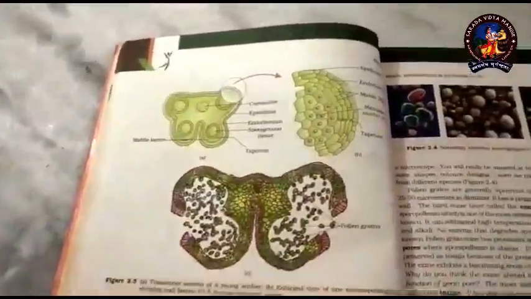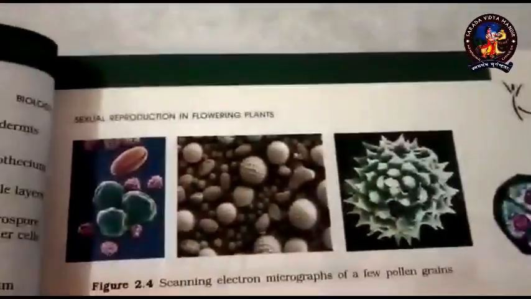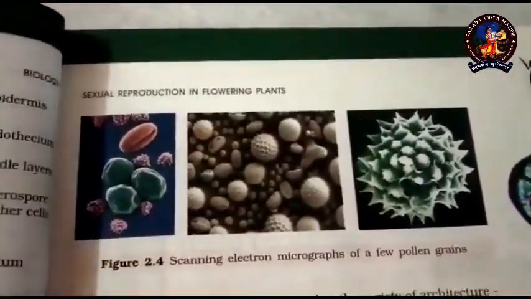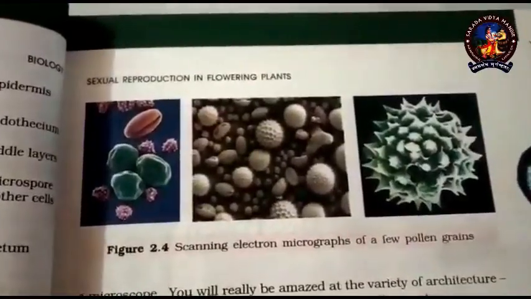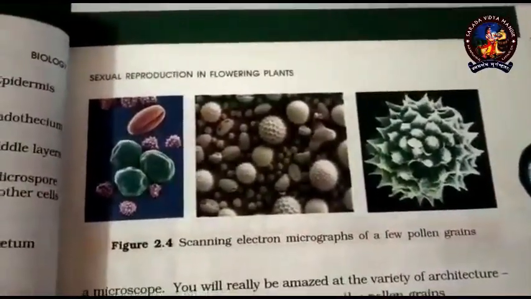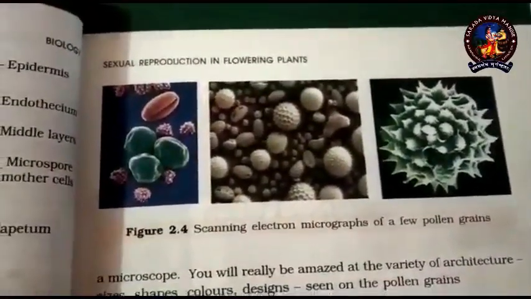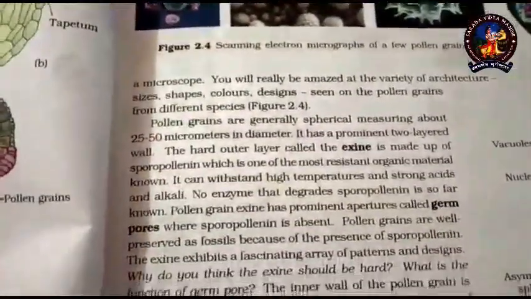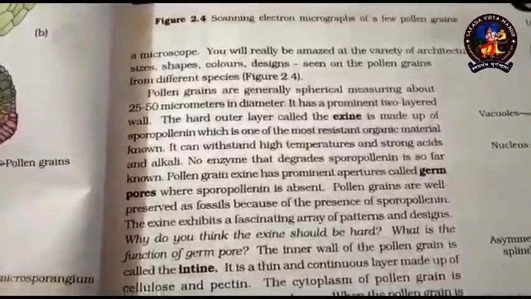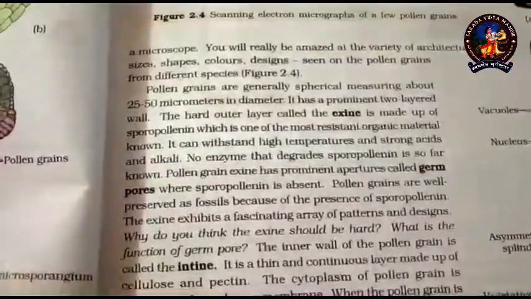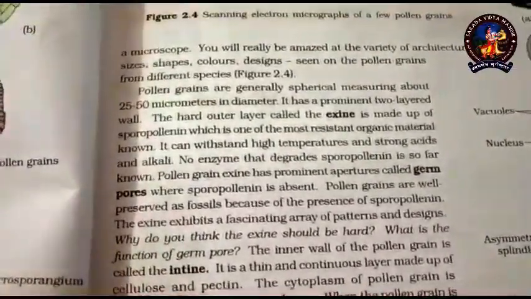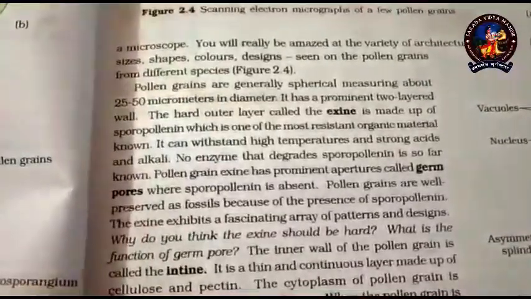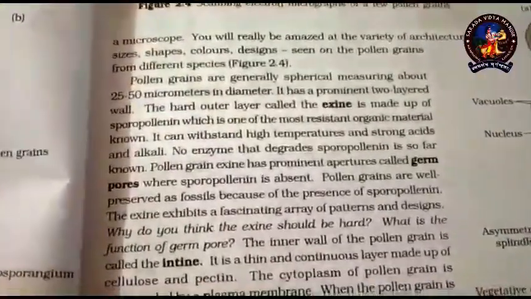Now, a typical pollen grain has an outermost exine and an inner intine. The exine is discontinuous and is variously designed in various kinds of pollen grains. They have a chemical substance inside them, which is called sporopollenin, which is highly resistant to any kinds of chemicals or any degradation due to enzymatic activity, and they can even be fossilized.